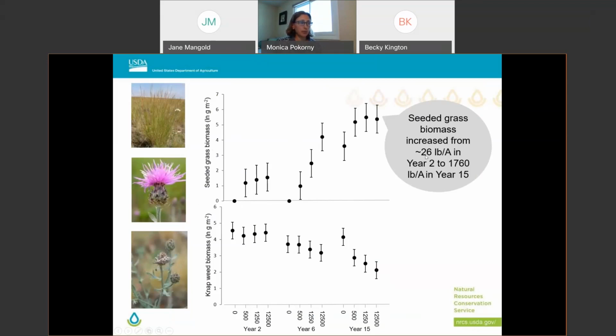We're only at 26 pounds per acre. But up by year 15, that grass was able to increase to 1,760 pounds per acre. So it's slowly increasing over time. And also the weeds, even though they're still on the site, they saw a decrease of those by about 86% over time by incorporating these 3 techniques, and also the biocontrol that continued to be on the site over time.